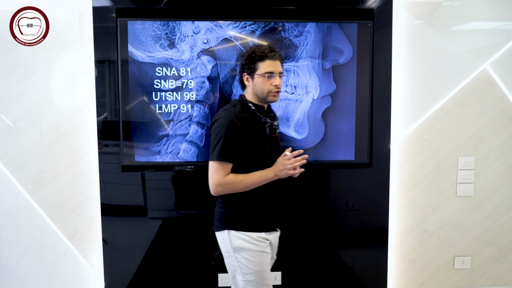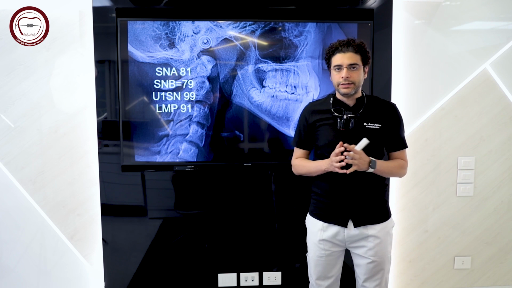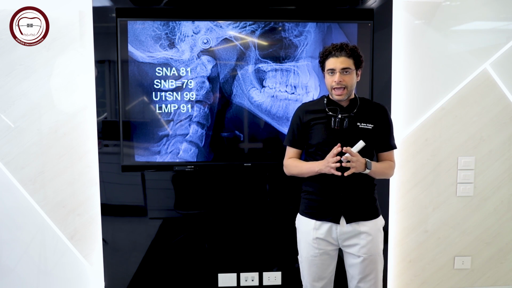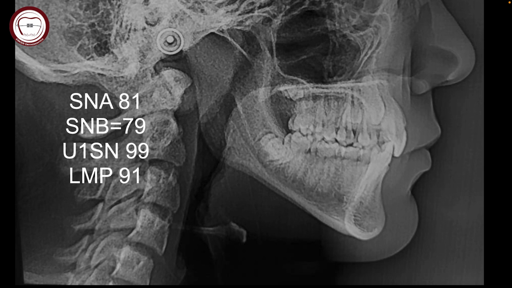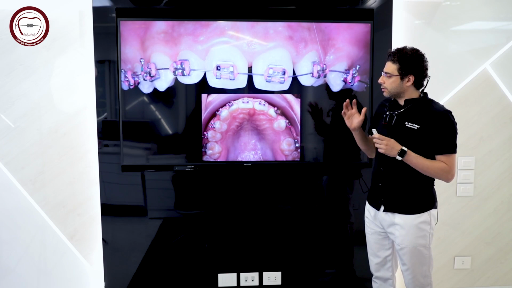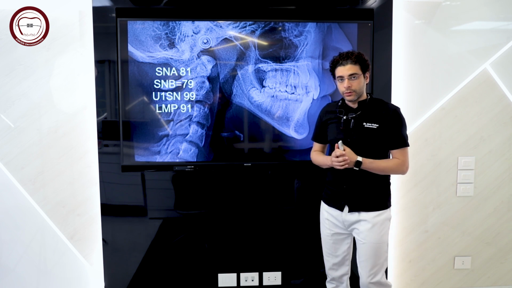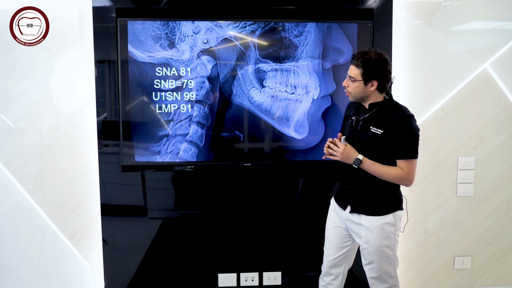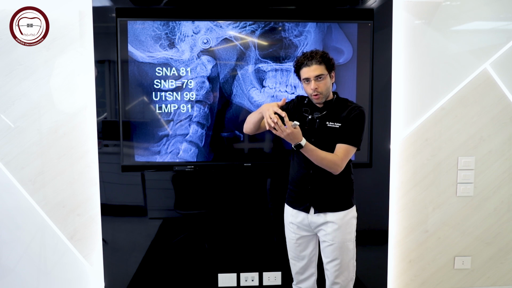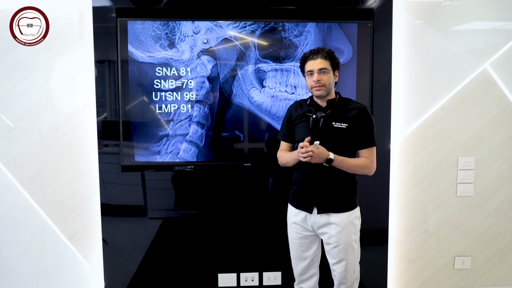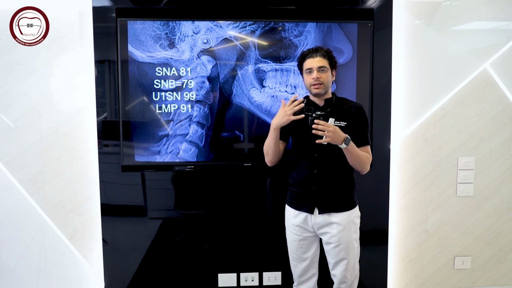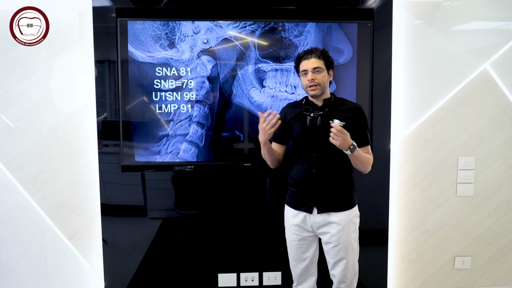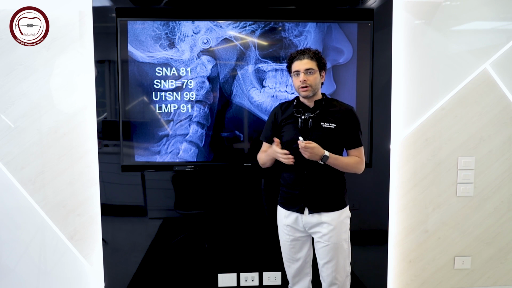In this volumetric X-ray, we have a normal skeletal relation anteroposteriorly and retroclined upper central and lower central incisors. So the treatment plan was as follows. The method of gaining space will be proclining the upper and lower incisors, which supports the lips and the relation between the lips and the E-line, and will also gain space in the upper and lower arch.